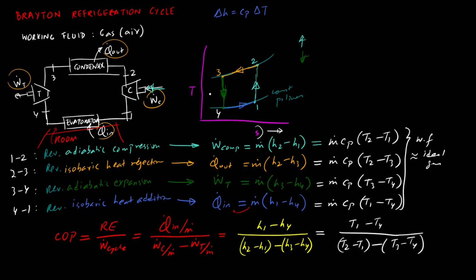Other than this, we would have pressure drops in the cold and hot heat exchangers, so in the evaporator and the condenser. Usually we neglect the pressure drops and we account only for the non-isentropic compression and expansion processes in the compressor and in the turbine. So let's just take a look at that now.